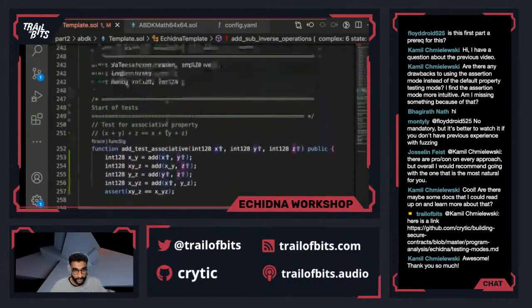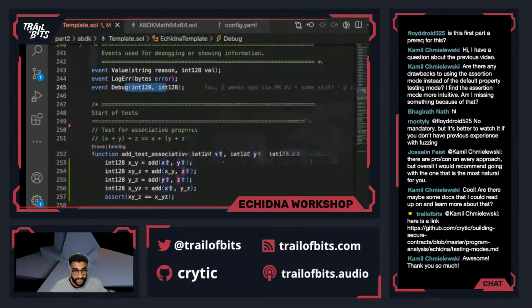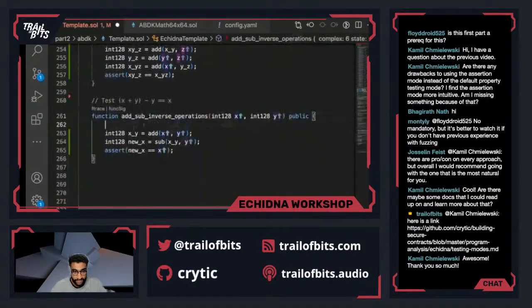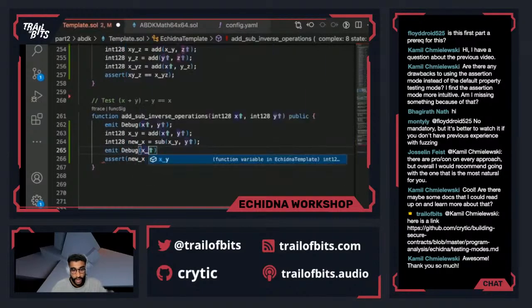So at the top over here, we have this debug event that takes in two int128 values. And we're going to emit some values. We'll emit x and y first. We don't really have to, but we just will. And then we'll emit xy, the first intermediate value over here, and then new x, the second intermediate value.